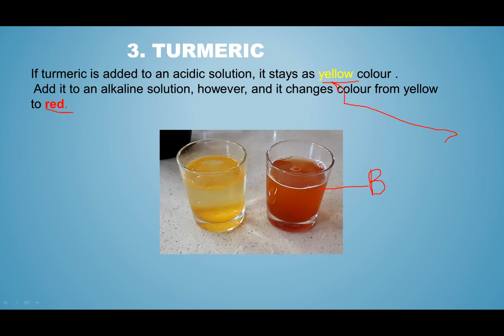In simple words, you can understand, turmeric stays yellow in its color. In acidic there is no change, but in bases it turns red.